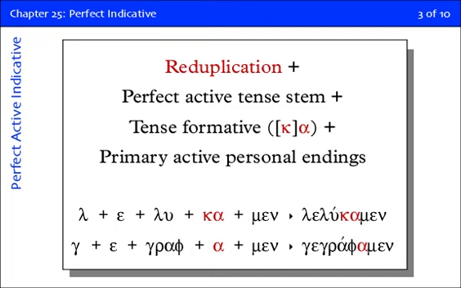Okay, how do you form the perfect? And we'll start with the perfect active. Very easy. A couple of new things, but it's not hard. You start with something that's called reduplication. We'll talk about that in a second. And then you use the perfect active tense stem.